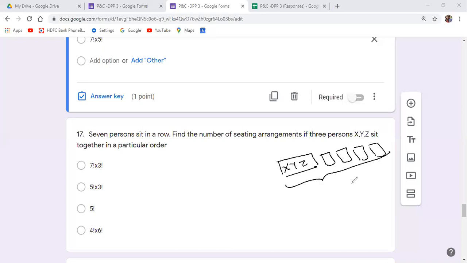So the number of arrangements will be 5 factorial. 5 factorial, understood. Is it marked in the question? Yes, it's marked.